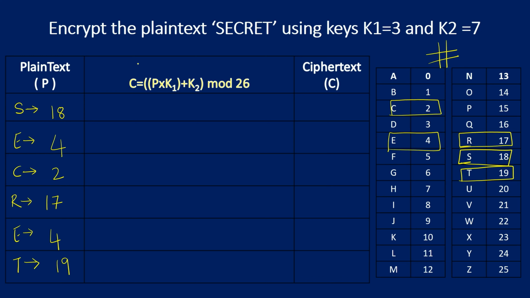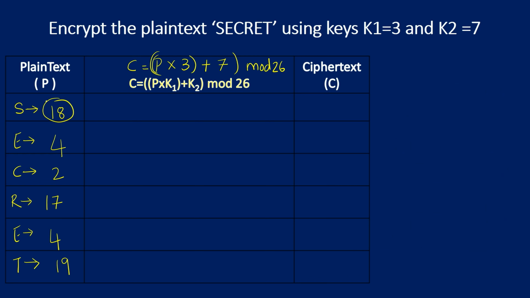So what does this algorithm say? This algorithm says that you can generate ciphertext using the plain text, multiply it with key K1. What is K1? 3. And add it with key K2. What is K2? 7. And you have to do a mod 26 operation. So now let us see how to do this. So the first number that you want to encrypt is 18. So you take 18, multiply by 3. So you focus on this formula given here. So 18 into 3 plus 7.